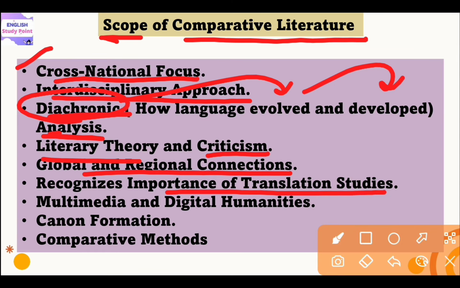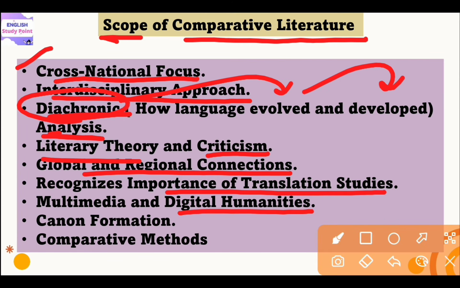It recognizes the importance of translation studies. So it examines the role of translation in transmitting literature across cultures. It discusses the impact of translation on preserving or altering meaning. It encourages exploration of the relationship between language, culture and identity.